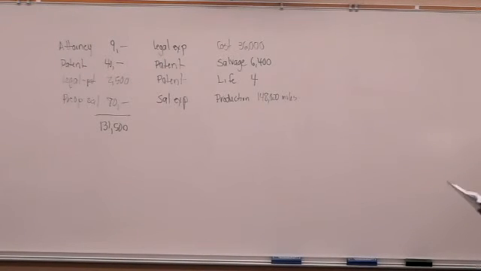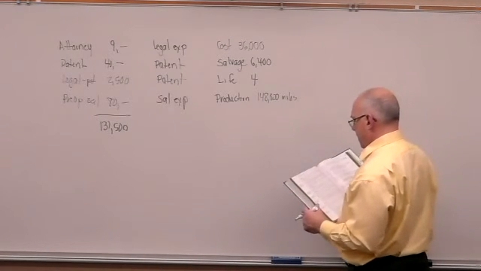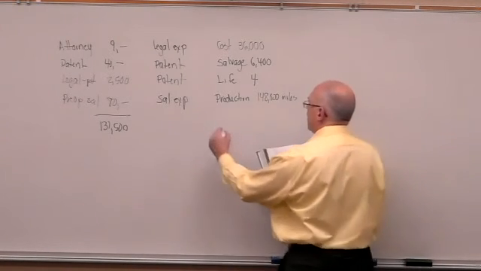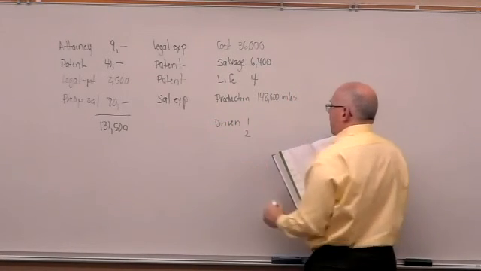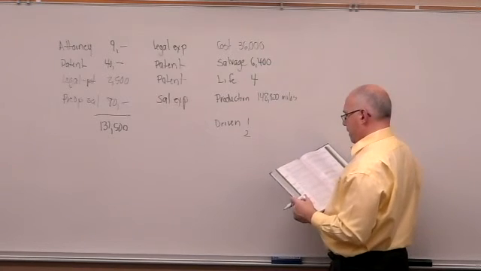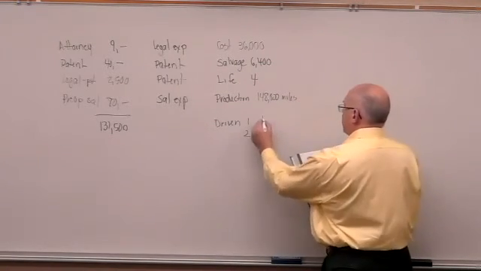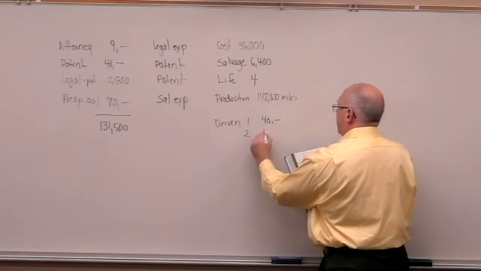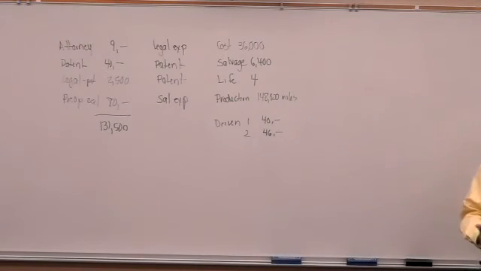Calculate annual depreciation for the first 2 years using each of the following methods. And the miles driven in year 1 was 40,000. And in year 2, 46,000. So we have to do straight line, double declining balance, and activity based.